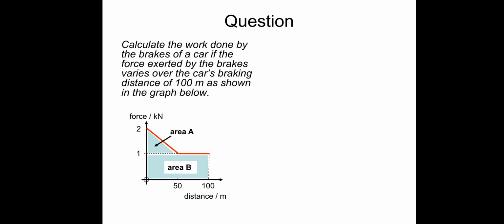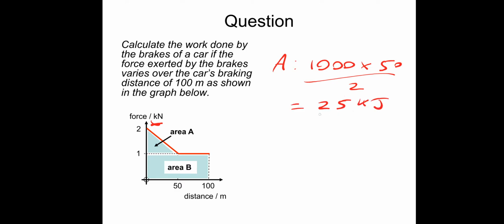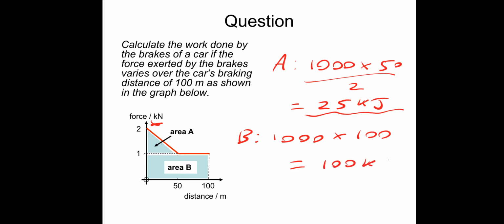So first of all, we need to know the area under the graph for this particular car. So we've got area A. So this is 1,000 newtons, because the axis is in kilonewtons. So it's 1,000 newtons multiplied by a distance of 50 meters. And then because it's a triangle, we need to divide that by 2. So that gives us 25 kilojoules for area A. And then area B is 1,000 newtons, 1 kilonewton, multiplied by 100 meters, which gives us 100 kilojoules. So the total work done is just 100 plus 25, which gives us 125 kilojoules of work. Hopefully you got that right. Let's move on.